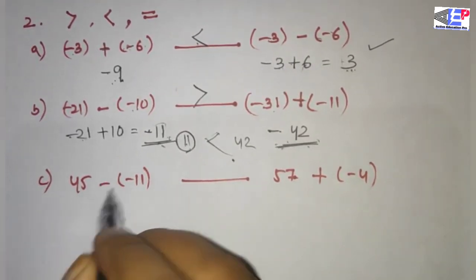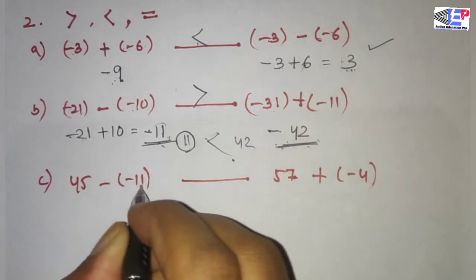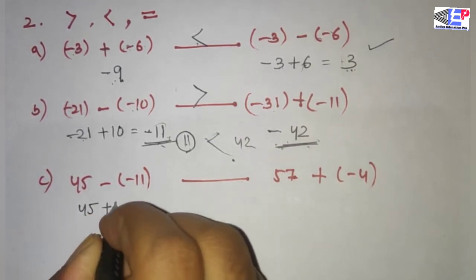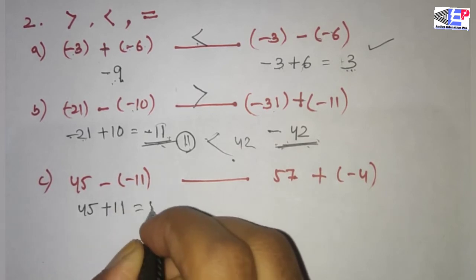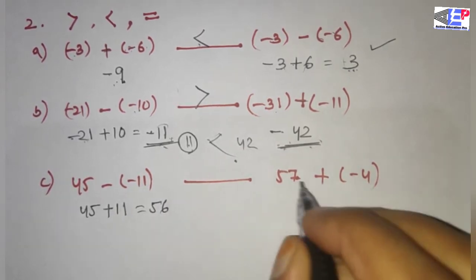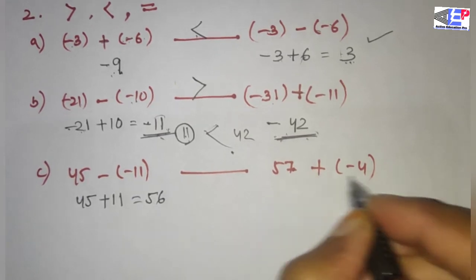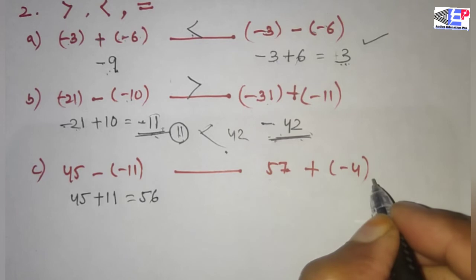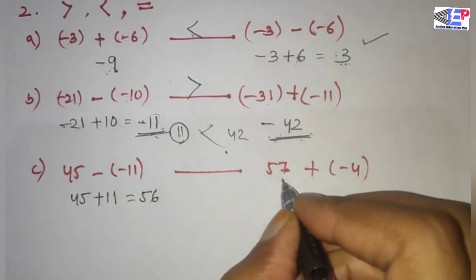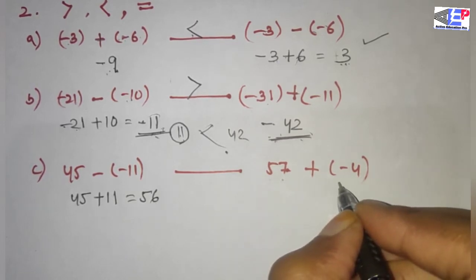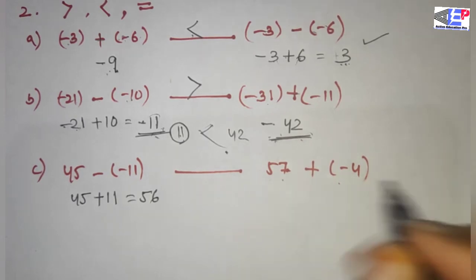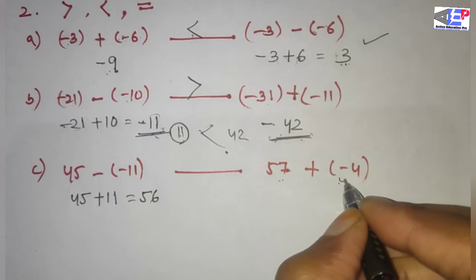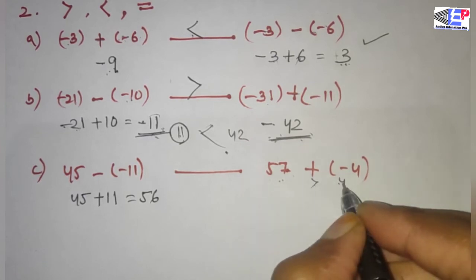Here is subtraction of integers. So simplify it by removing the bracket: 45, this minus will become plus 11. This is 56. And then at the right side, this is 57 plus minus 4, which means addition of two integers having opposite signs, one positive and another negative. So for 57 plus minus 4, compare the numerical values. Here 57 and here 4. You know 57 is greater than 4.